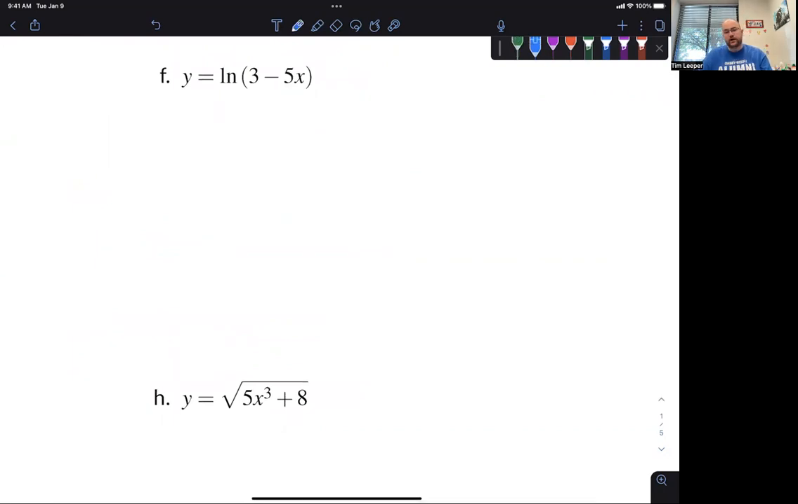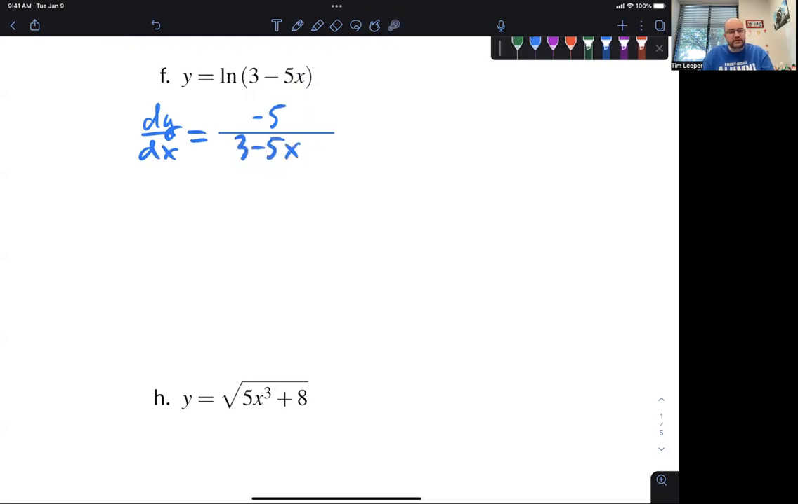Letter F, we have y equals the natural log of 3 minus 5x. Notice that for the derivative here, dy/dx, we have to take the derivative of a logarithm. Now with logarithms, we have a fraction from the derivative of a logarithm. In the numerator, it's the derivative of the argument, which is 3 minus 5x here. And the derivative of that is negative 5. In the denominator, just rewrite the argument, which is 3 minus 5x.